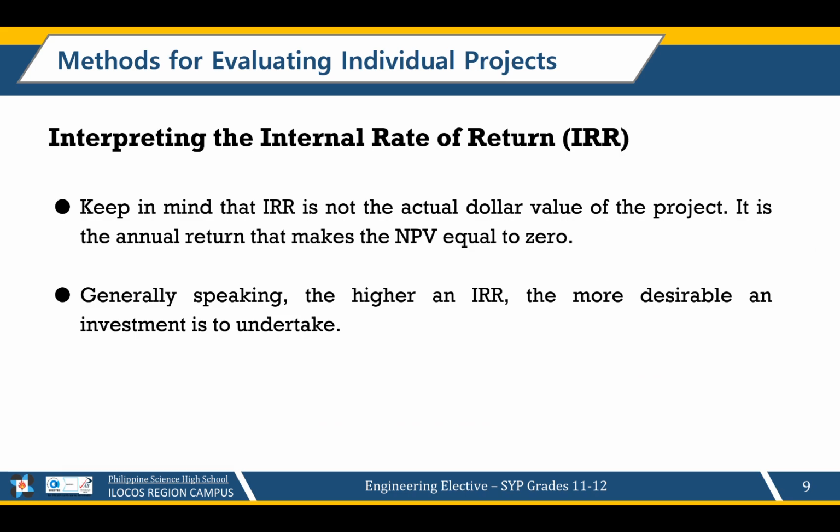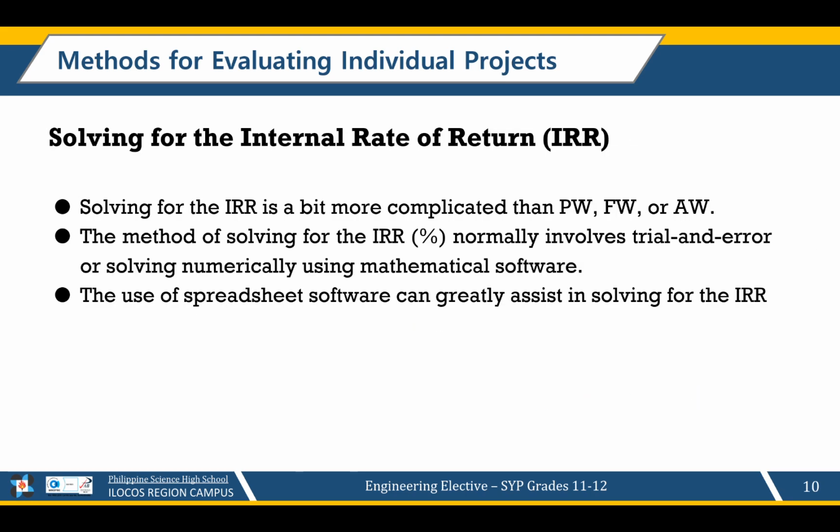Keep in mind that the IRR is not the actual dollar value of the project. It is the annual return that makes our NPV equal to 0. So the higher the IRR, the more desirable an investment is to undertake. So how do we solve for the missing interest rate, or the IRR?